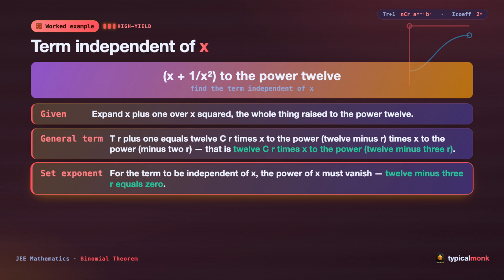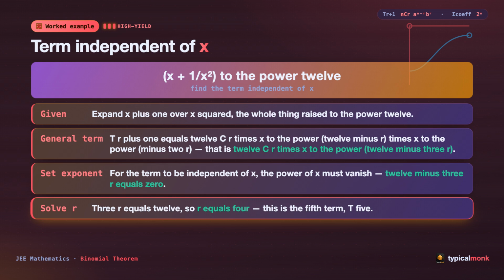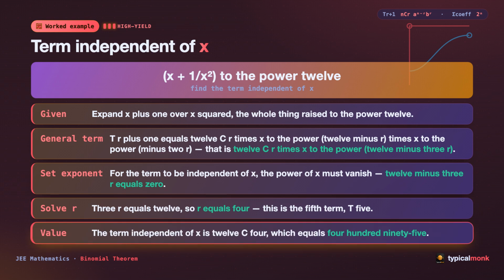For the term to be independent of x, that whole exponent must vanish. So 12 minus 3r equals 0. Step 4. Solve for r. 3r equals 12, so r equals 4, which means this is the fifth term, t5. Step 5. The value. The term independent of x is 12C4, and 12C4 works out to 495.